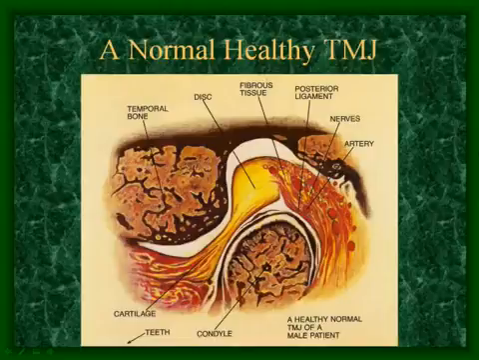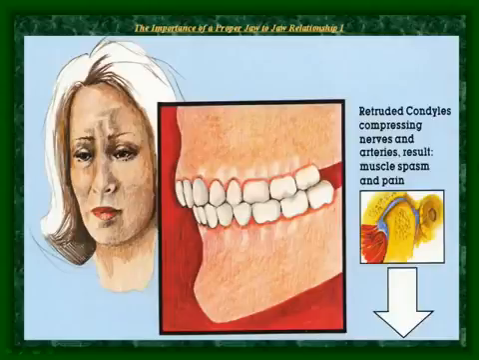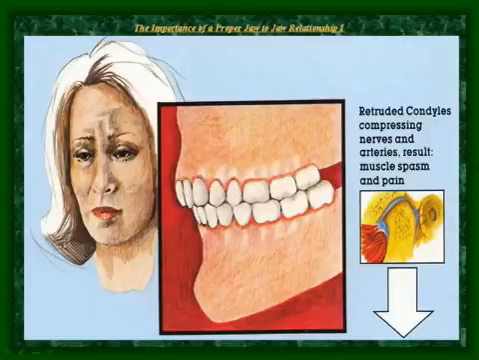A normal healthy TMJ indicates all the essential organelles such as the temporal bone, disc, fibrous tissue, nerves, and arteries. A retruded condylus compresses the disc as well as the nerves and arteries surrounding it. This causes spasms, pains, and headaches.